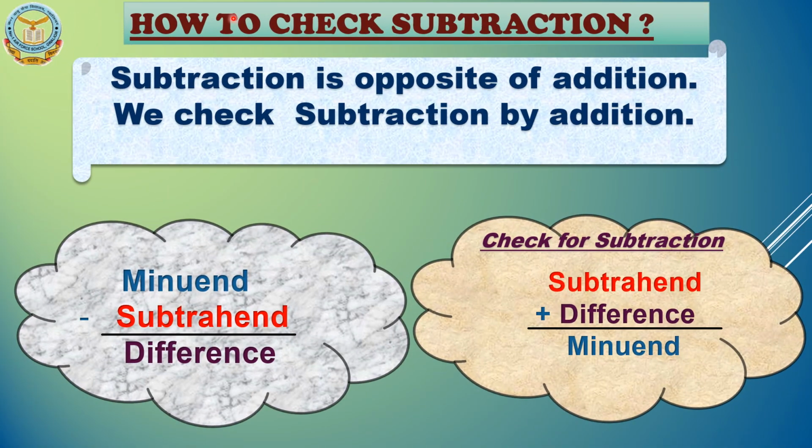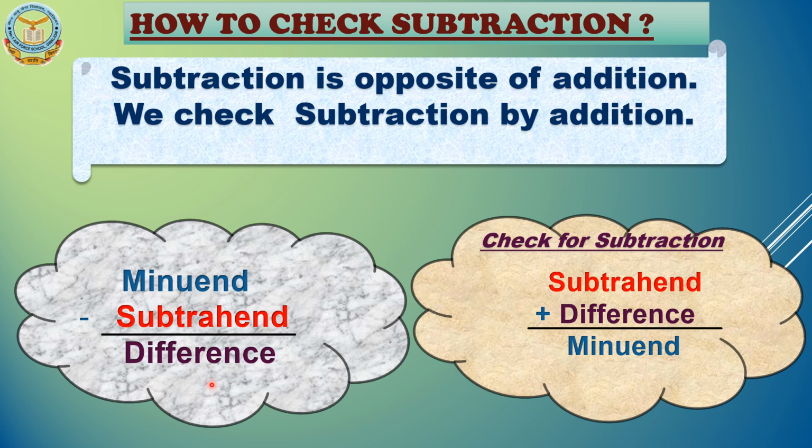Now we will learn how to check subtraction, means how to check the answer of our subtraction. We all know that subtraction is opposite of addition. Hence we can check our subtraction by addition. We all know that minuend minus subtrahend is equal to difference. Difference is the answer of subtraction.